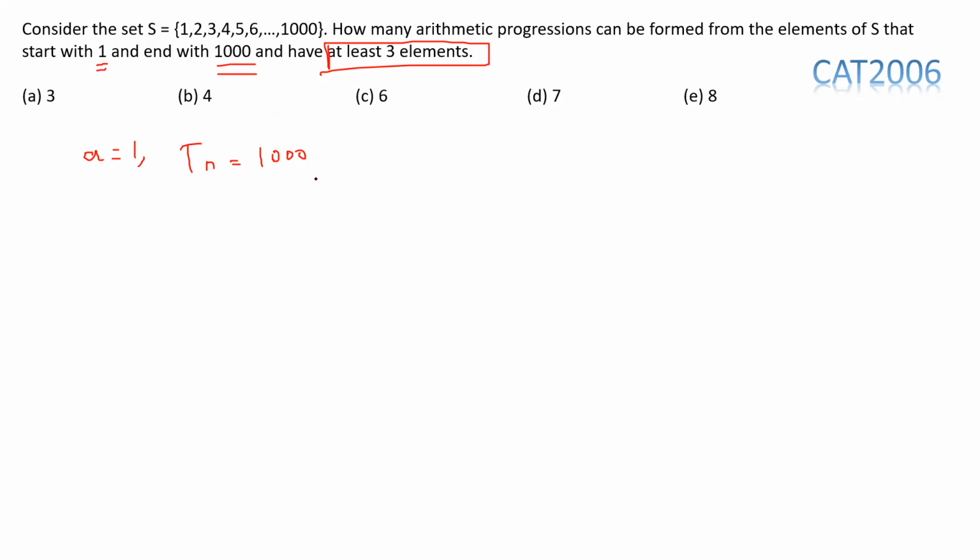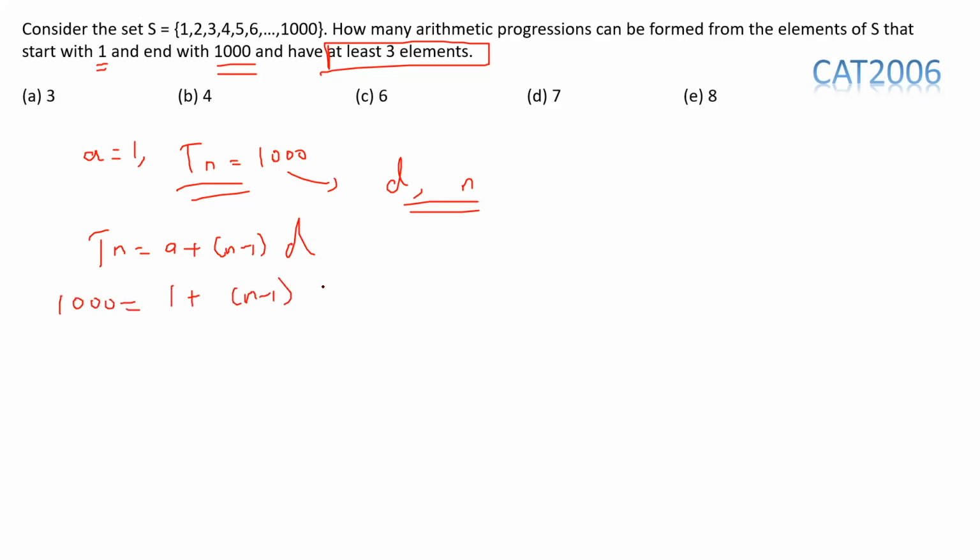Suppose we take any one arithmetic progression, with common difference d and number of terms n. What can I say about tn now? From the formula we know that tn is a plus n minus 1 times d. Substituting, tn is 1000, a is 1, plus n minus 1 into d. Take the 1 to the right hand side, so you will have n minus 1 multiplied by d is equal to 1000 minus 1, which is 999.